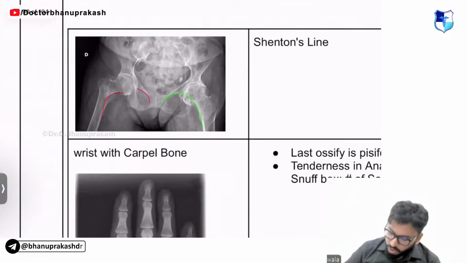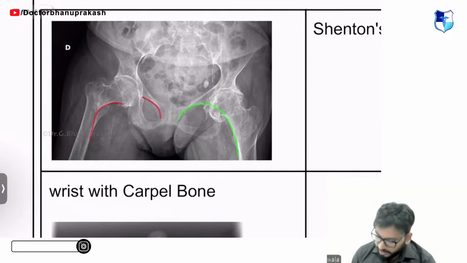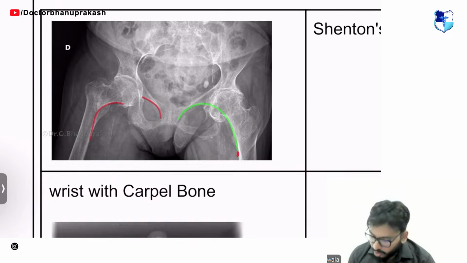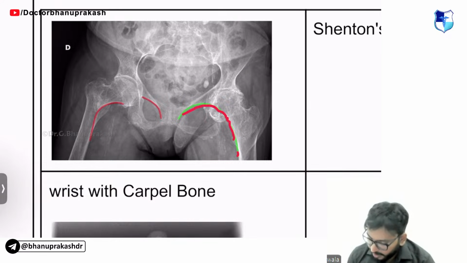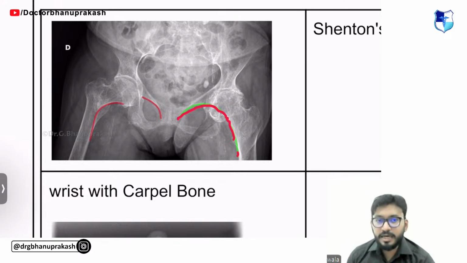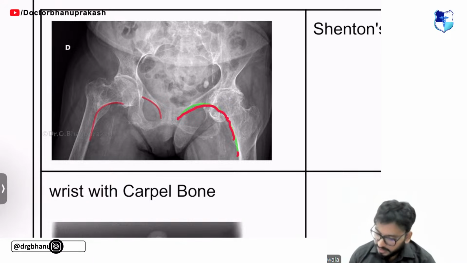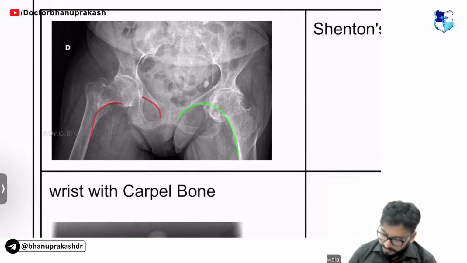Okay, look at this normal. This has been asked, guys. Look at this continuous green line. Can you see? This is known as Shenton's line, from the inferior margin of the neck of femur to the inferior margin of the superior pubic ramus. This continuous line is known as Shenton's line. If it is broken, it can indicate fracture.